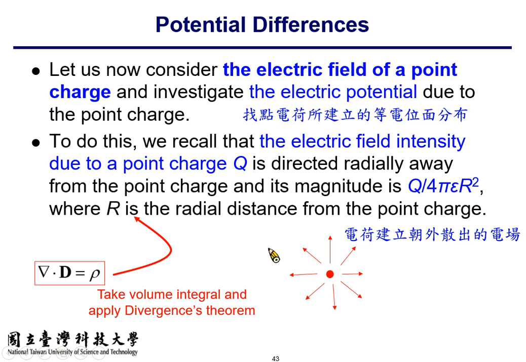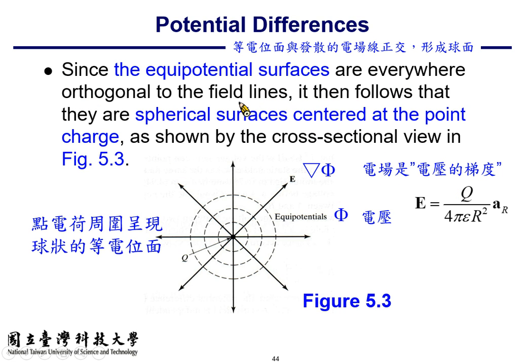If the charge polarity is positive, then the electrical field is pointing outward. On the other hand, if you have negative charge, then the electrical field is pointing inward. Remember that we already said the equipotential surface is always perpendicular to the direction of the electrical field.